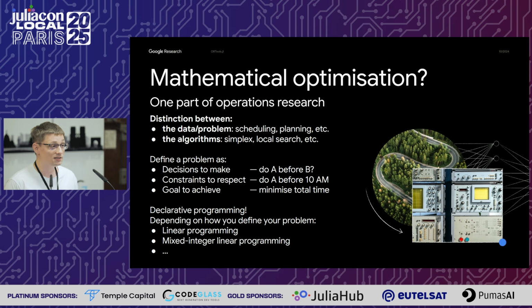So in this sense, you're no longer programming in a usual way. It's really declarative. You say what you want to achieve and not how you want to achieve it. And then, depending on exactly how you formulate these decision constraints and objective, you can have linear programming, mixed integer linear programming, constraint programming, and so on.